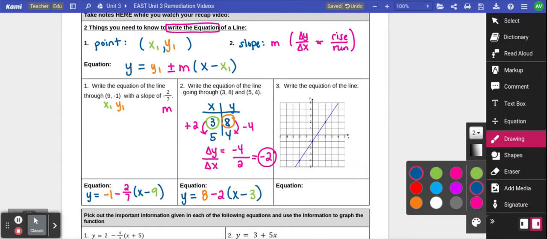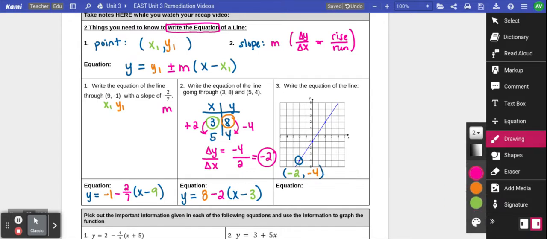Now, last but not least, if I give you a graph, the first thing I like to do is find my starting point. Now, I'm going to use this point right here as the starting point because it's the one that's farthest to the left on this graph. So my x would be -2, and my y would be -4. To get my slope, I have a couple different options.